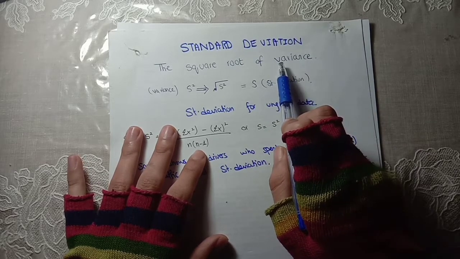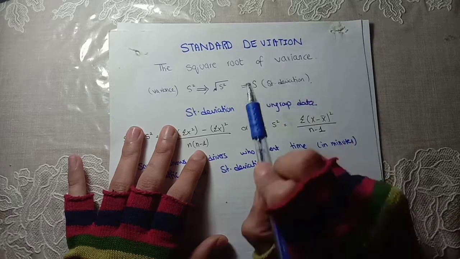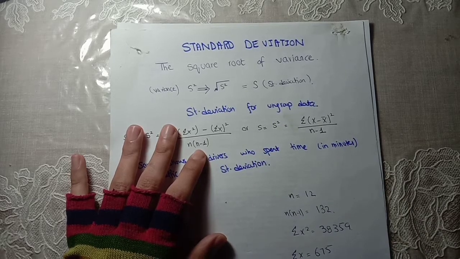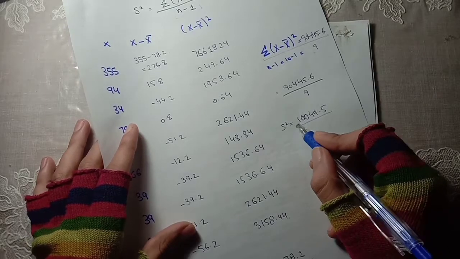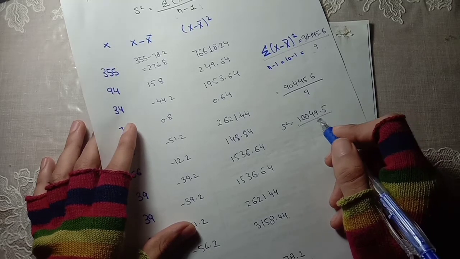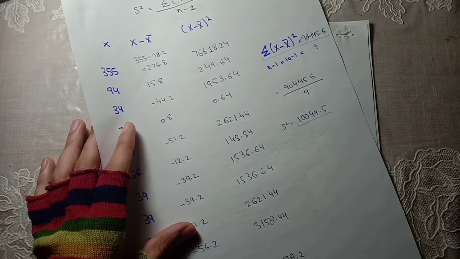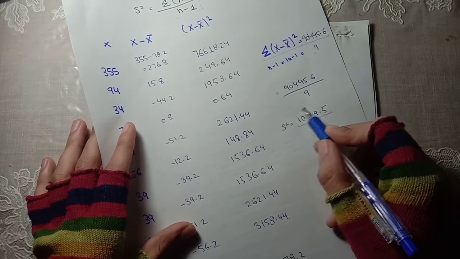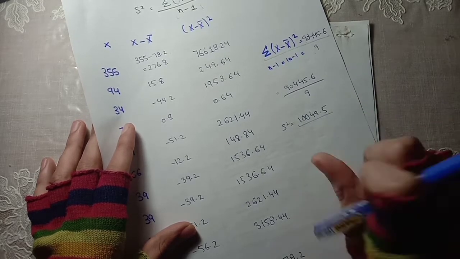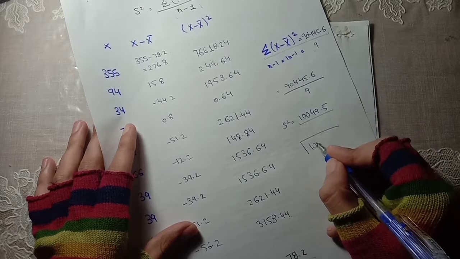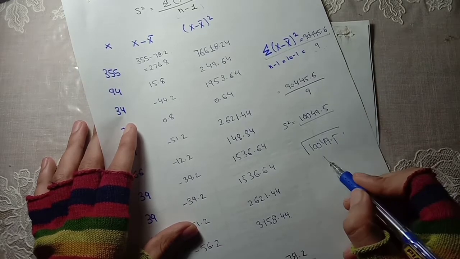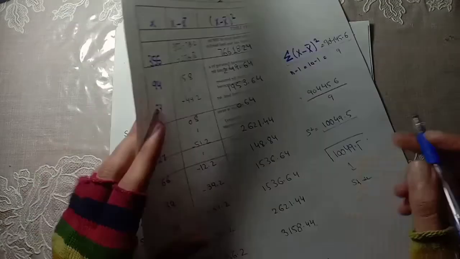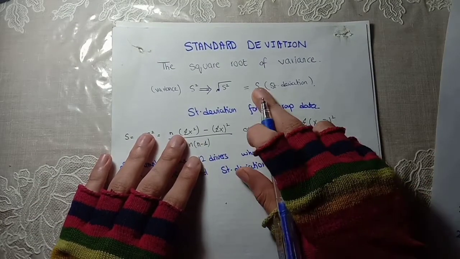So what we do in the standard deviation is, if we have the answer of the variance, like this was the variance we got from the previous question, we simply take the square root of this value, like 10049.5, and we will get the standard deviation. Standard deviation is denoted by s.